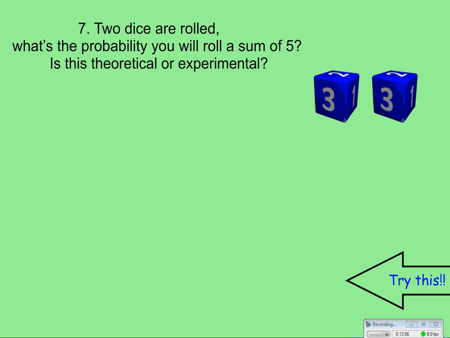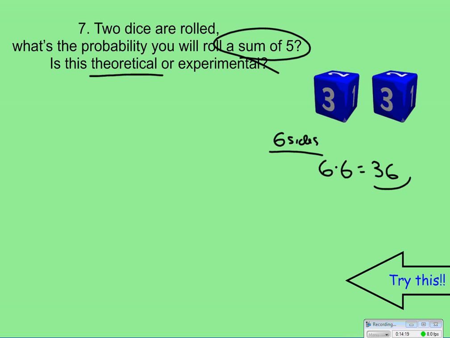So 2 dice are rolled. What's the probability you will roll a sum of 5? Is this theoretical or experimental? This is going to be theoretical again. Why? Because I'm not actually rolling dice. When you roll a die, it has 6 sides. So when you roll 2, that's 6 times 6. So there are 36 total possibilities when you roll 2 dice.